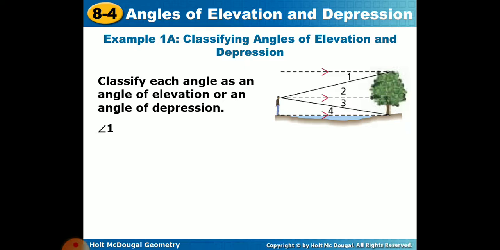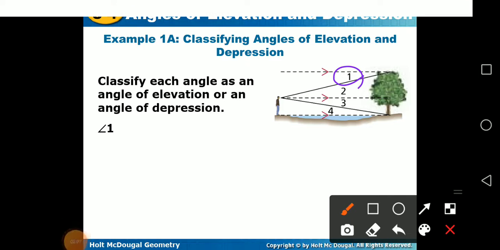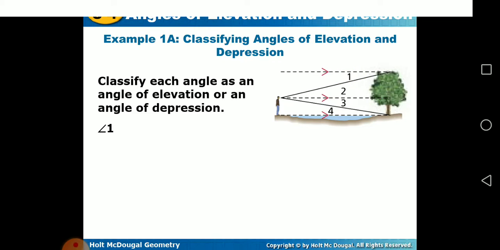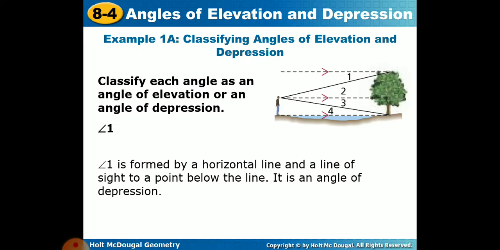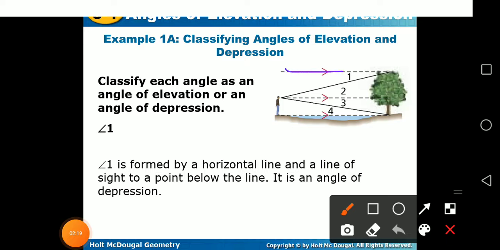Now classify each angle as an angle of elevation or angle of depression. What about angle 1? Are we going up or going down? What do you think, guys? Angle 1 is formed from the horizontal line and the line below the horizontal. This is the horizontal and this is the line below. So yes, it's an angle of depression.